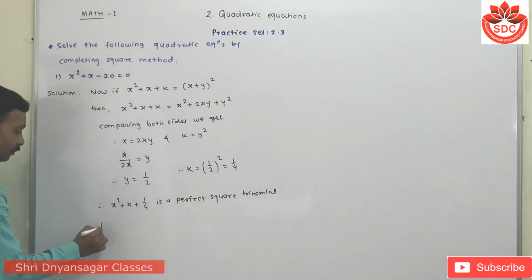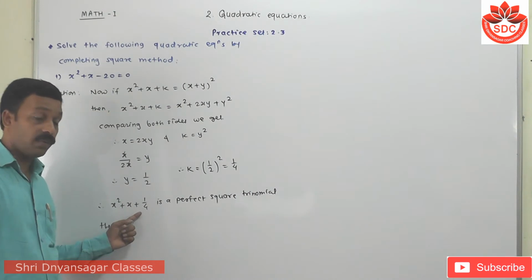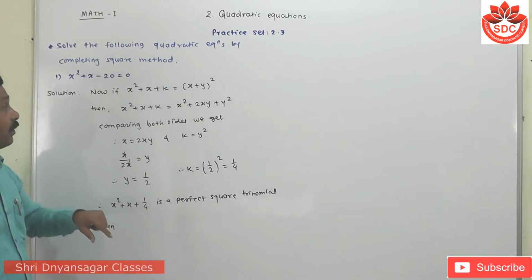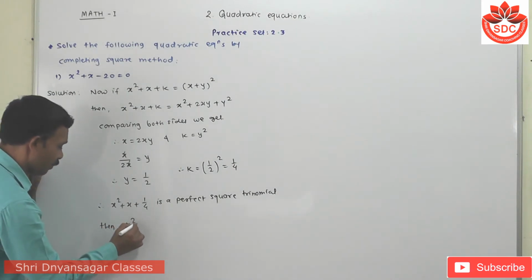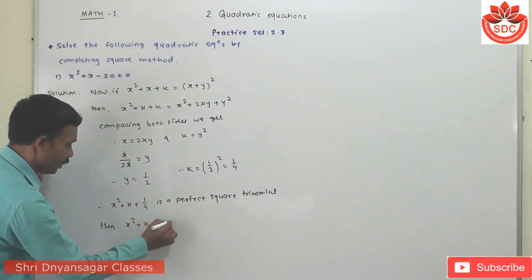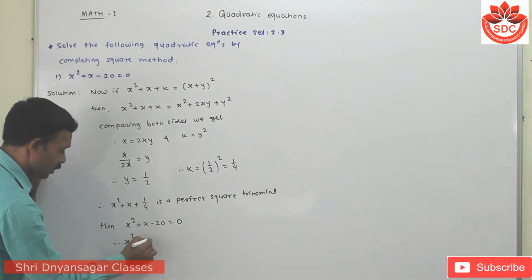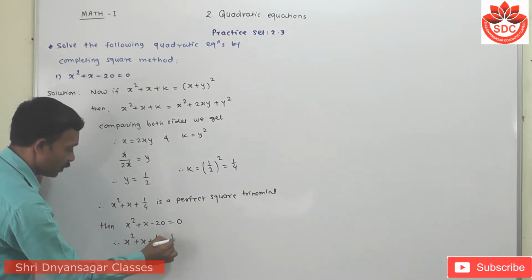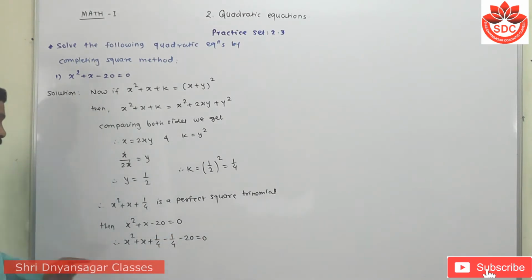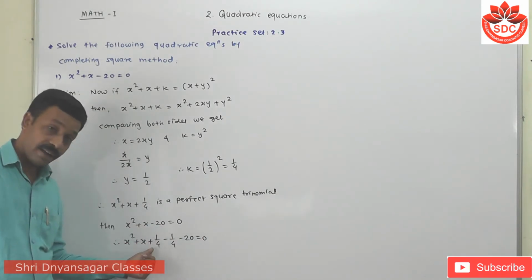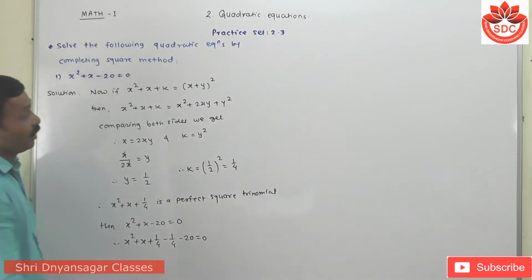Then we have to add this 1/4 and subtract 1/4 in this equation. Then we get x² + x - 20 = 0 becomes x² + x + 1/4 - 1/4 - 20 = 0. There is no change in this equation when we add and subtract +1/4 and -1/4.